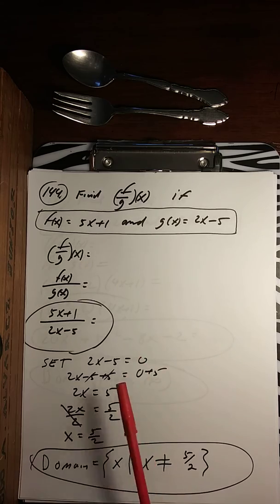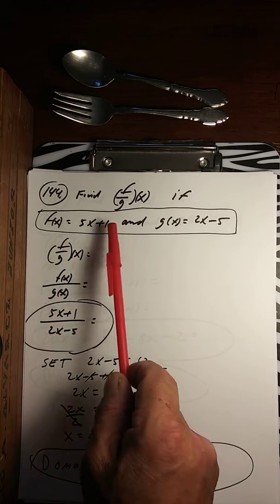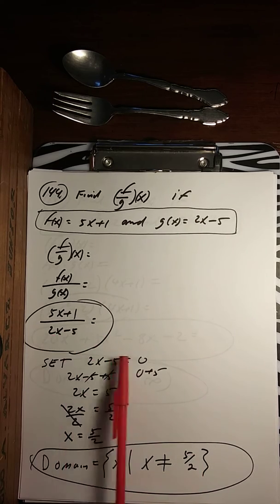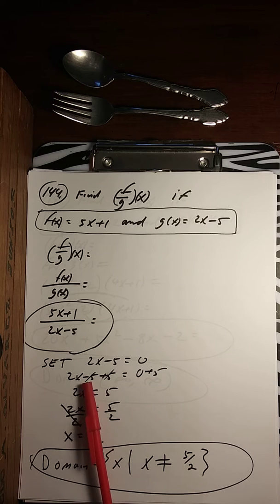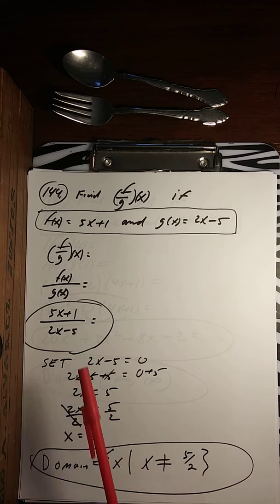f divided by g of x. Okay, so it means divide. f of x over g of x means this one, and then what's on the bottom. So the only problem is if 2x minus 5 equals 0, it'll be undefined. So plus 5, 2x equals 5, divided by 2, so x is 5 halves. So in other words, the domain is x such that x is never equal to what? 5 halves.